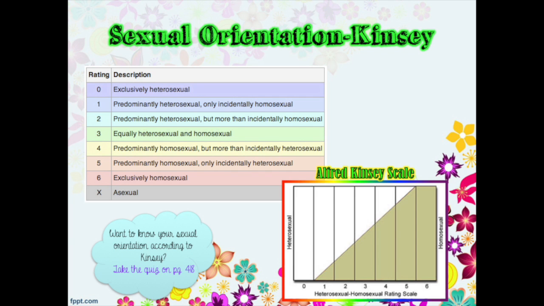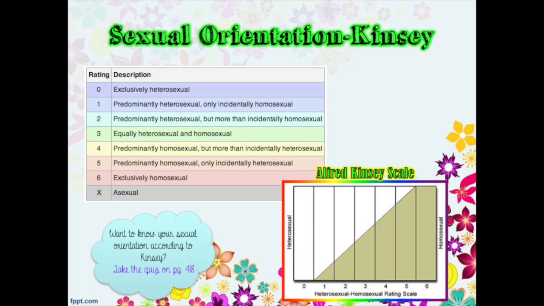So according to Kinsey, if you fall right in the middle of this scale, then you would be bisexual. So in terms of bisexuality, many people have thought that being bisexual was a way for people to hide their homosexuality, or a bisexual person was really just on their way to becoming a homosexual. So consequently, there have been few studies on bisexuality. Some bisexual people have been rejected by both the gay and straight communities.